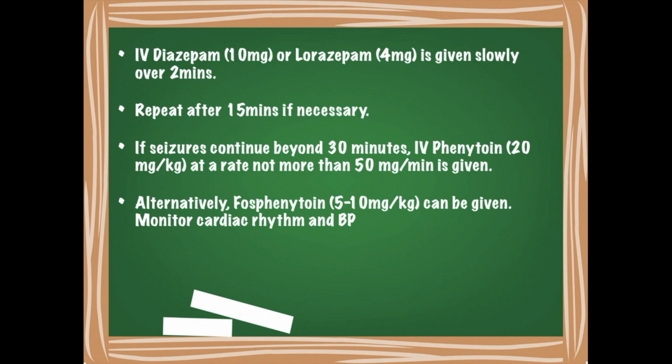If the seizures continue beyond 30 minutes, administer IV phenytoin at a rate not more than 50 mg per minute. Alternatively, you can use fosphenytoin. Monitor cardiac rhythm and blood pressure while giving phenytoin or fosphenytoin.